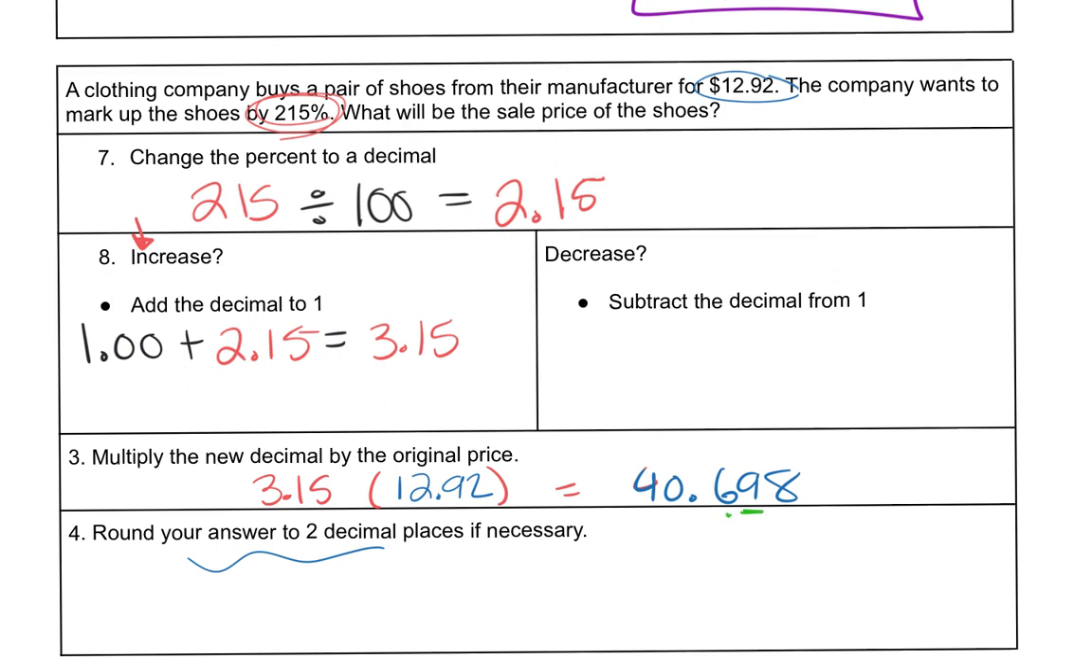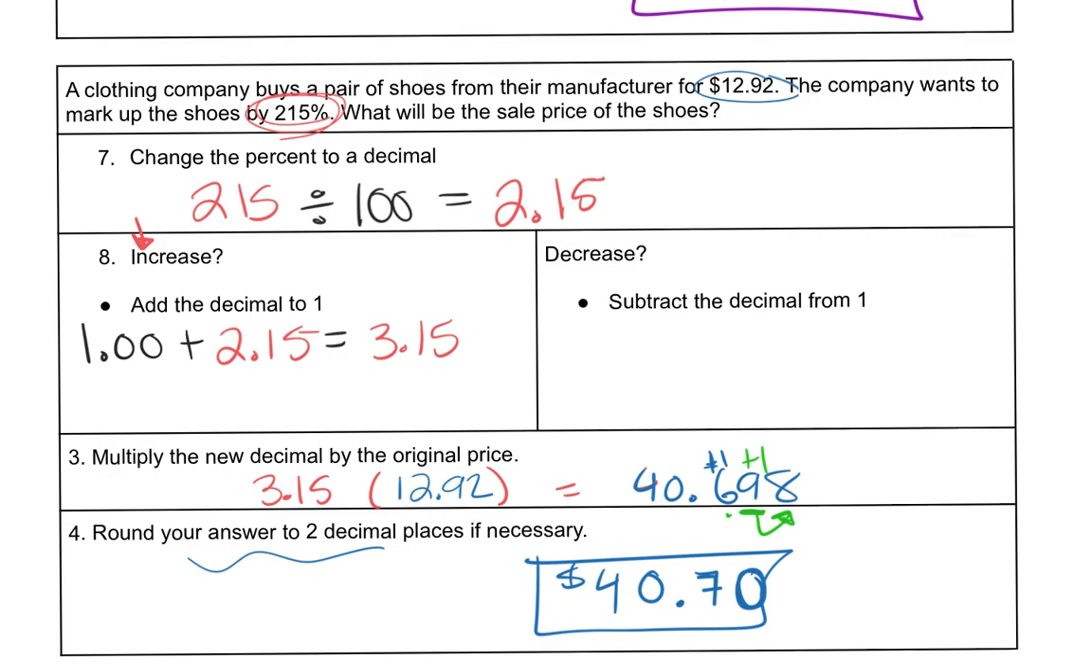So 1, 2, find the place, look next door. Is it 5 or bigger? Yep, 8 is bigger than 5, so we're going to add 1 to the 9. The 9 becomes a 10, so let's write down the 0. The 1 goes to the next place value. So add 1 to the 6, it becomes a 7. And add a dollar sign at the front, $40.70.